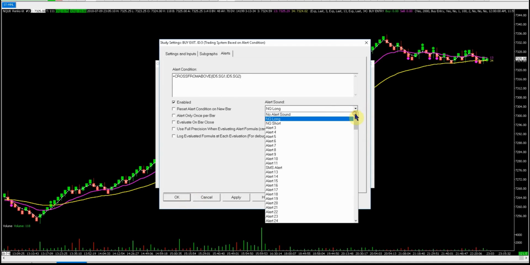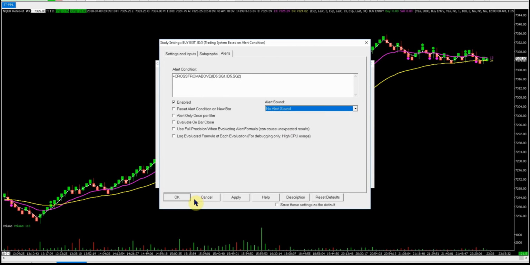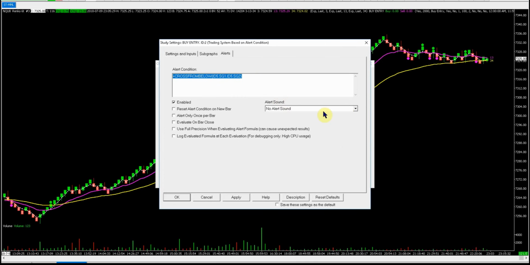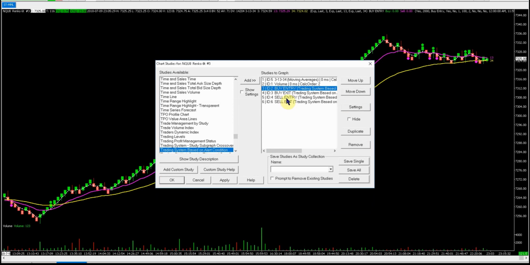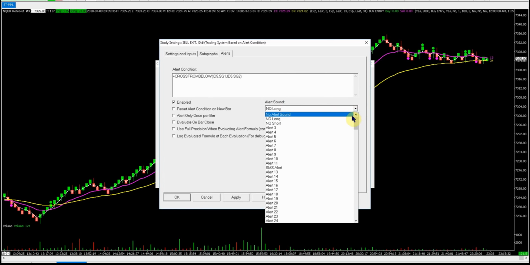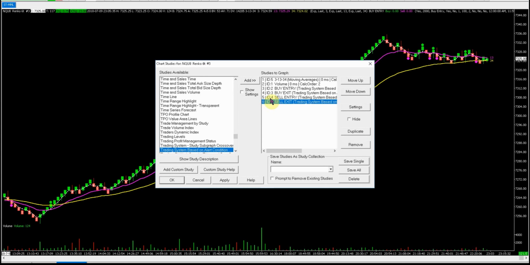I want to turn the alerts off. No alert sound. There we go. So our exit is the same as our entry. Sell exit would be the same as our buy entry. Okay, so we got a very simple strategy here. Let me make sure that everything's turned off.